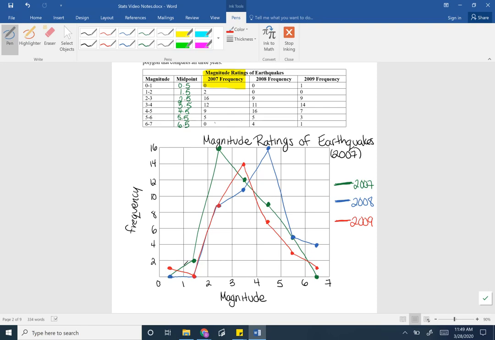All right, I hope you enjoyed this video. That's all there really is to histograms and frequency polygons. Again, you don't have to create the histogram first in order to come up with the frequency polygon. I just wanted to show you how you can use the same set of data and represent it in various ways.